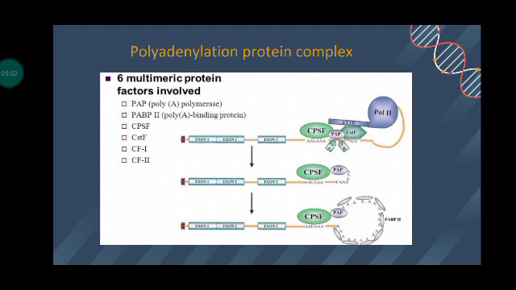Basically, poly A polymerase adds approximately 12 adenine residues at a slow rate to the 3' OH group. Now PABP2 will accelerate this rate of addition of adenine by PAP. After 200 to 250 adenine residues have been added, PABP2 will signal PAP to stop polymerization, and cleavage factors 1 and 2 are also involved in the cleavage process. This is how the poly A tail is added at the 3' end.